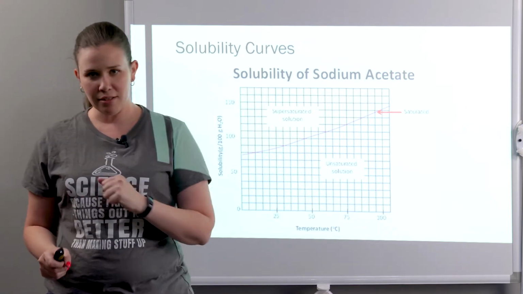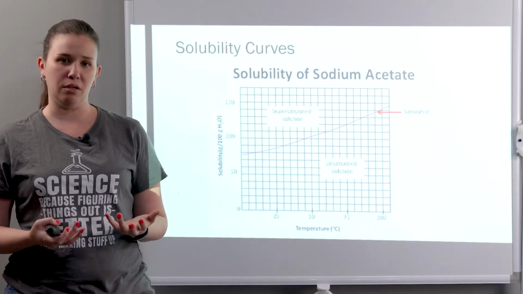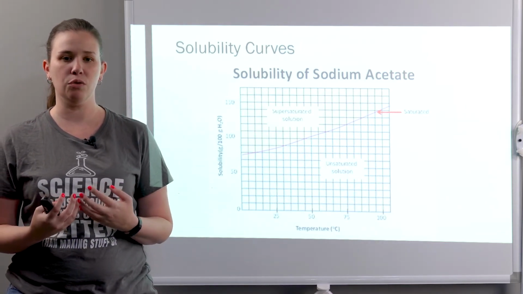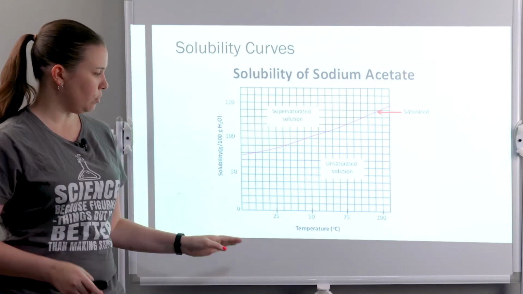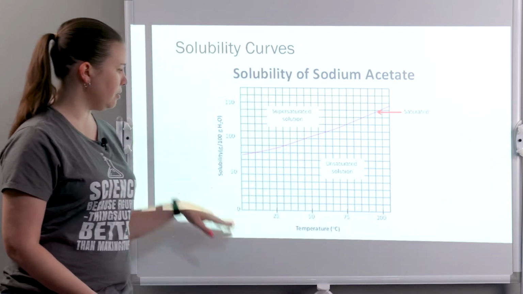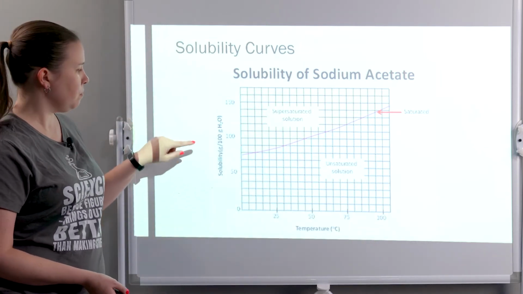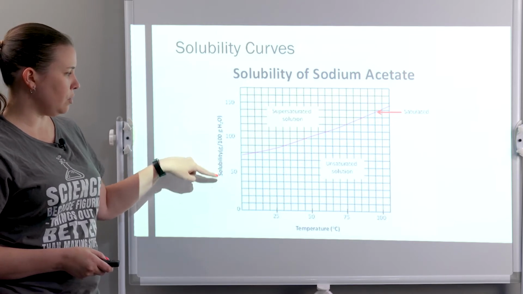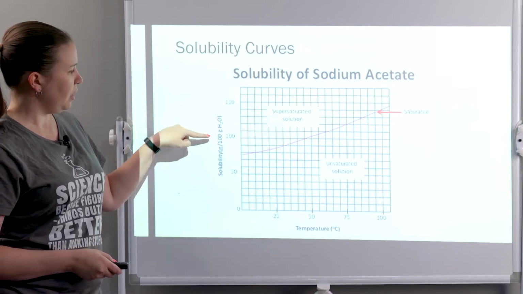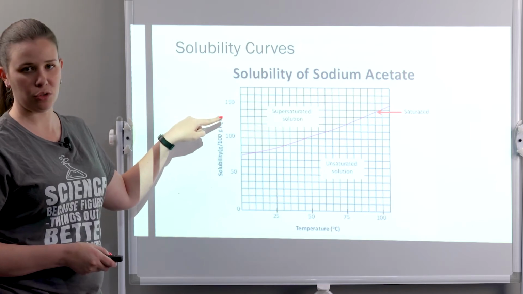All right, the last thing that I want to look at today is something called a solubility curve. So this is basically going to show the relationship of temperature to the solubility of the substance. So we have temperature on the x-axis and solubility on the y-axis. Now the y-axis is interesting. What it shows me is how many grams of the solute would dissolve in 100 grams of H2O.